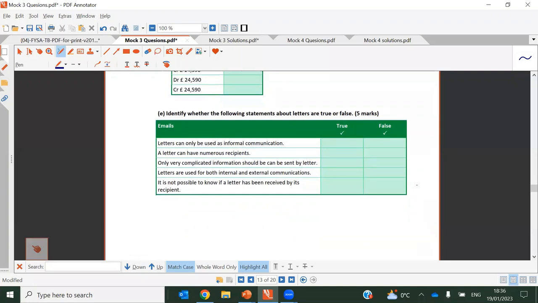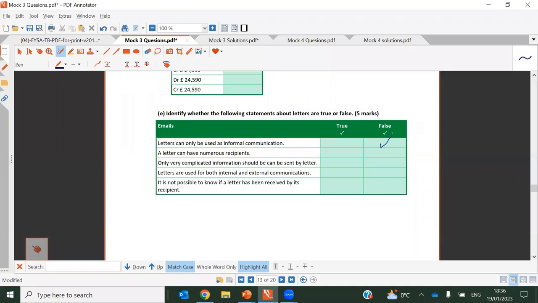Finally then, this part of the question for us in our mock three isn't actually asking you to write anything. It's just asking you about letters and that form of communication and whether things are true or false. So letters can only be used as informal communication. Well, no, that's not the case. In fact, actually, they tend more to be used as formal communication, don't they? You get letters from your bank and your mortgage advisor and things like that.